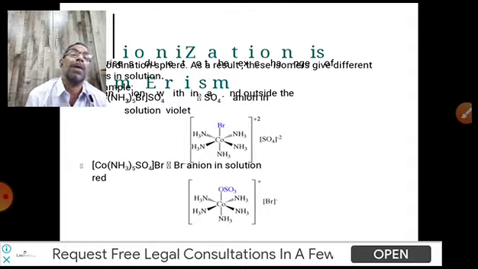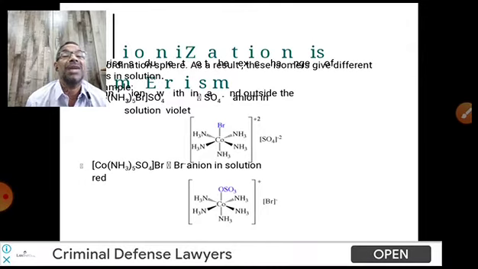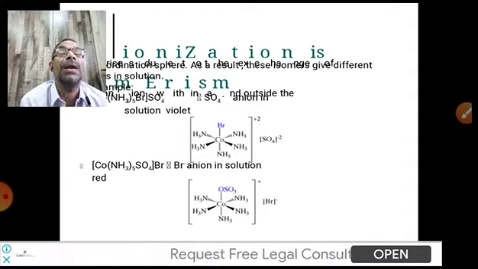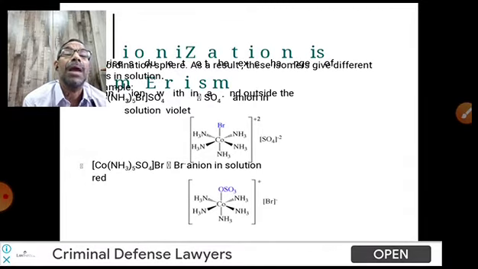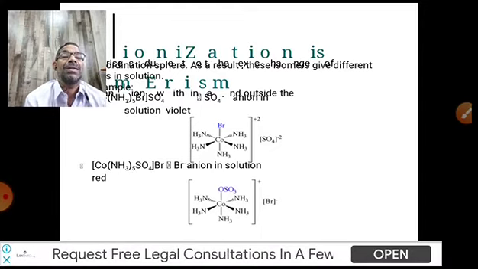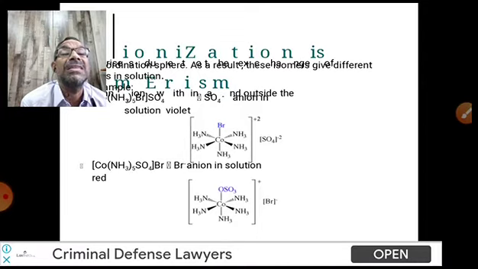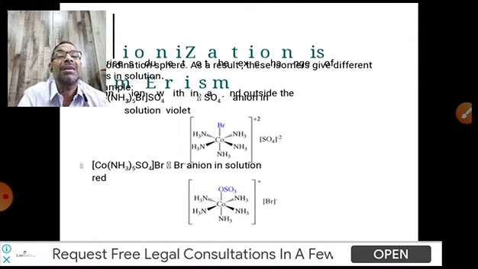Such compounds are called ionization isomers. They have the same molecular formula but exhibit different properties due to having different ions in solution. That is, the ions which satisfy the primary valency are changing in this pair of compounds. That's why they are called ionization isomers.